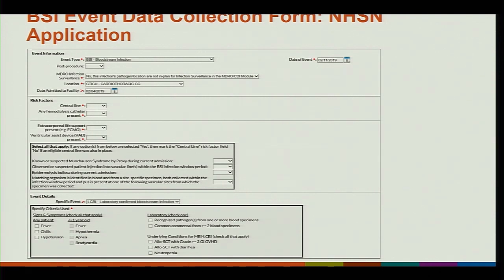This is just the BSI event collection form in the NHSN application. The highlighted sections are from the BSI event data collection form, and I'm sure you're familiar with both the event information and details section. What I'd like for you to pay attention to is that middle section, which are your risk factors, and you will see the required fields as denoted by the asterisks and the conditions that were added to the BSI form this year.